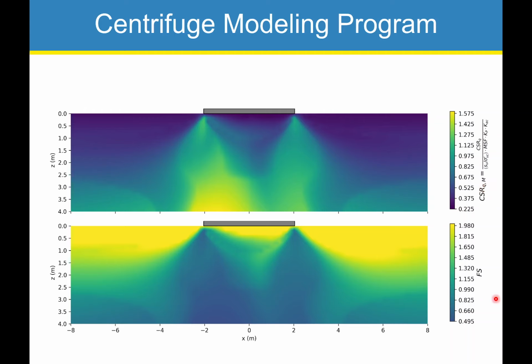And so here's the factor of safety, right? If we take that CSRQM and divide by CRR, we would get this factor of safety, and you can see that it's going below 1 quite a bit, right beneath the corners of the footing, and maybe a little bit over here in the free field, but there's not a whole lot of factors of safety less than 1 over in the free field. It's predominantly below the footing.